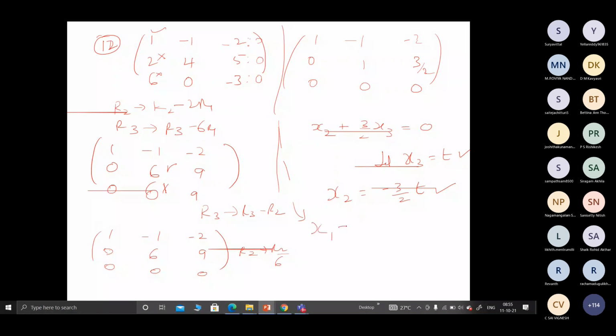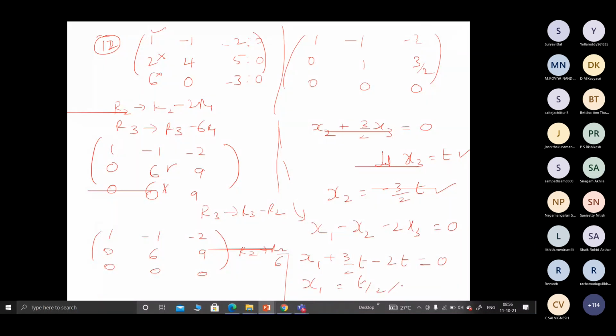x1 minus x2 minus 2x3 equal to 0. Make the substitutions now. Everything will be changed in terms of t. x1 minus, plus 3 by 2t, minus 2t equal to 0. Simplify, what is this now? x1 equals t by 2. t by 2. That's it.